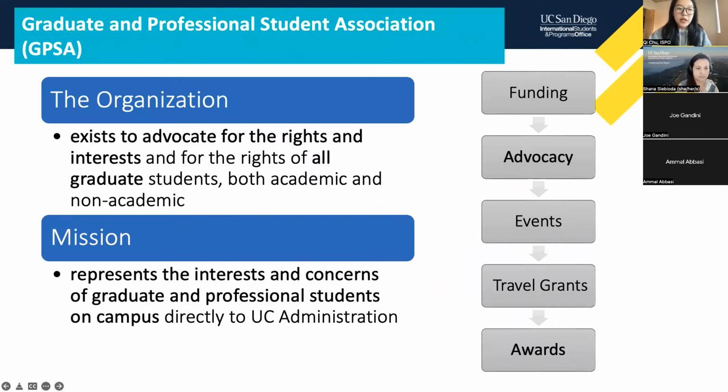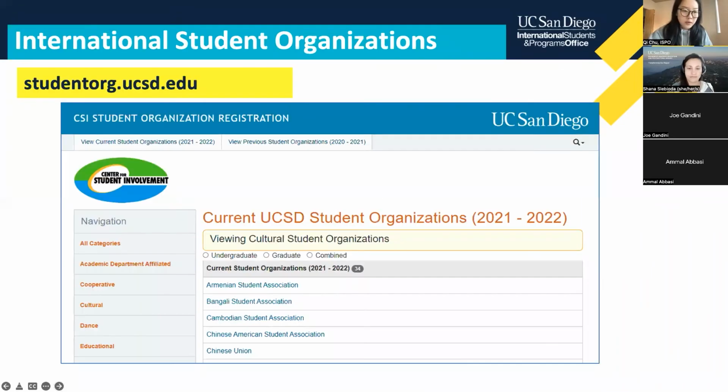And I will talk about the Graduate and Professional Student Association, also called GPSA. This organization exists to advocate for the rights and interests of all graduate students, both academic and non-academic, and its mission is to represent the interests and concerns of graduate and professional students on campus. So if you are interested in that mission and to serve that purpose, definitely feel free to look into more information about it and maybe become a member or join the events that they hold. Next, I will hand off to my colleague Priyanka to talk about other communities that you could join.